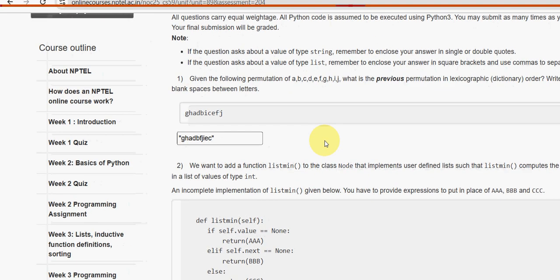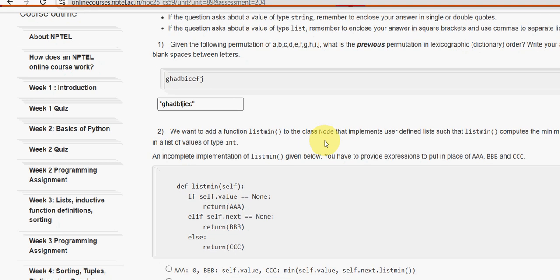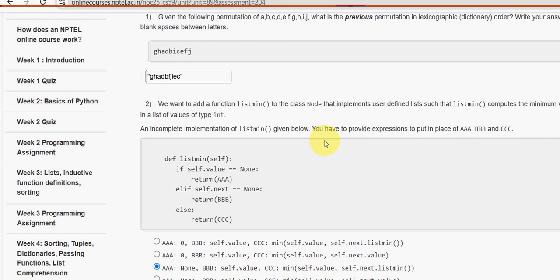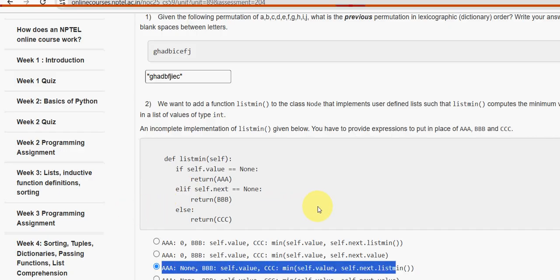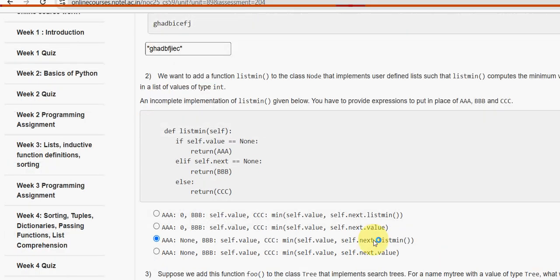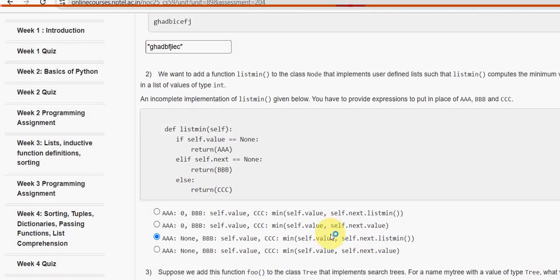So guys, for the second question, third option is the probable solution. So third option is the probable solution. Now let's move on to the third one. Now let's move on to the third question.